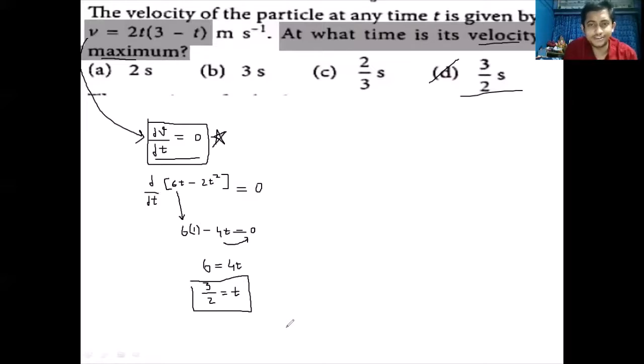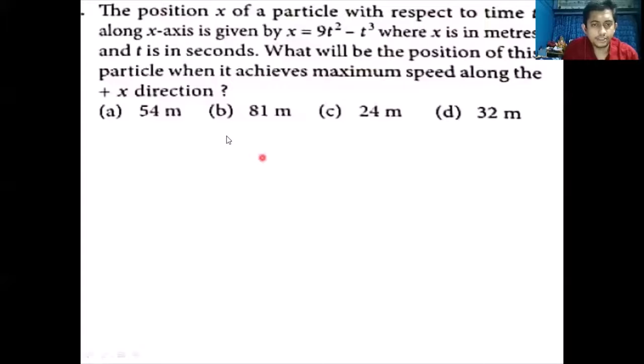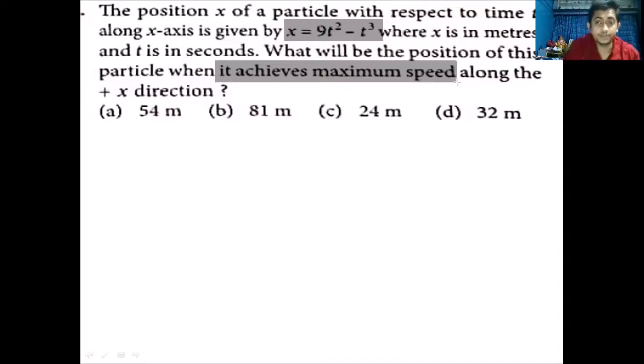Let's move on to the next question. Kindly pay attention. The position of a particle is given as x equals 9t square minus t cube. What will be the position of this particle when it achieves maximum speed? Let's first find speed. To find speed, we say that v equals dx by dt. So the derivative of x with respect to time t gives us the velocity v.